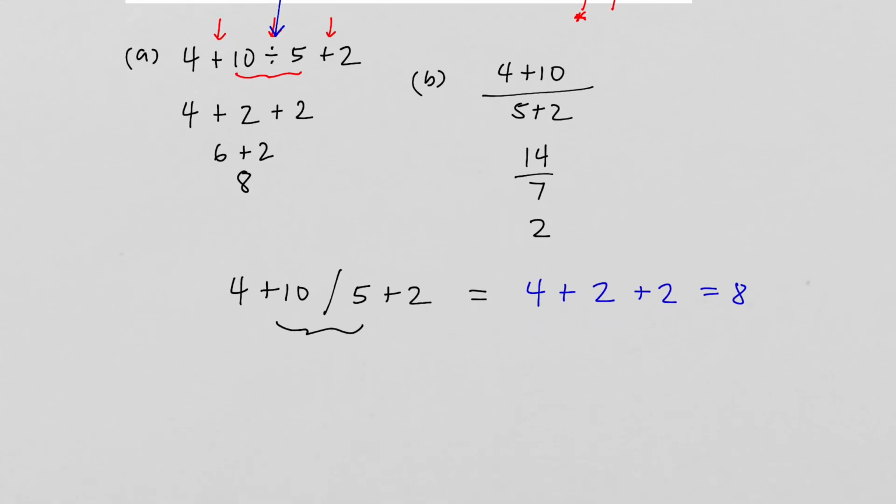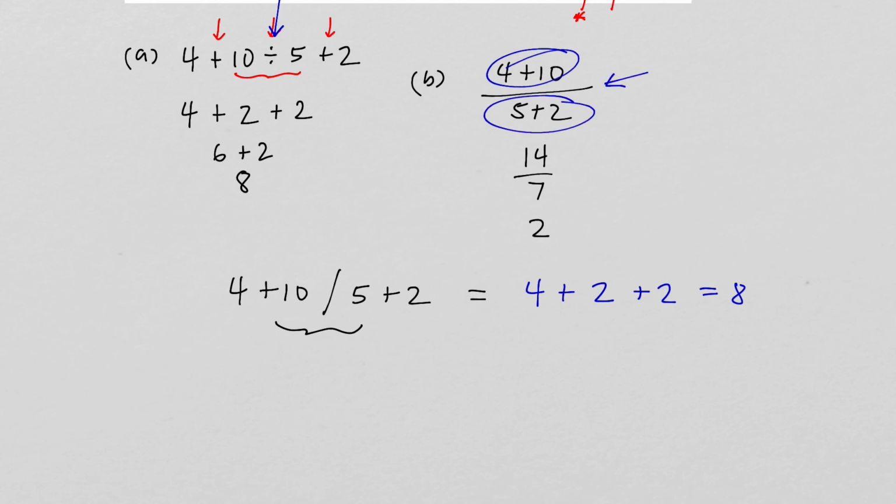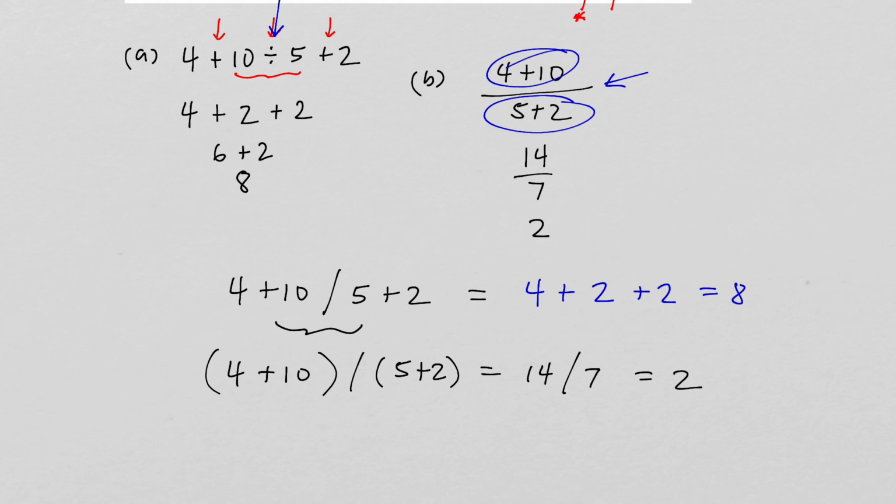So if you're doing this on a calculator, you need to tell the calculator, do this first, do this second, and then do the division. And the way you do that is by using parentheses. So on a calculator, you would need to say 4 plus 10 in parentheses, that's the numerator, divided by 5 plus 2 in parentheses, that's the denominator. And the calculator will see this as 14 divided by 7, which would be the correct answer, which is 2. So when you're using a calculator to do some of these things, particularly when you have fractions, you need to make sure you put parentheses around the numerator and the denominator of the fraction.